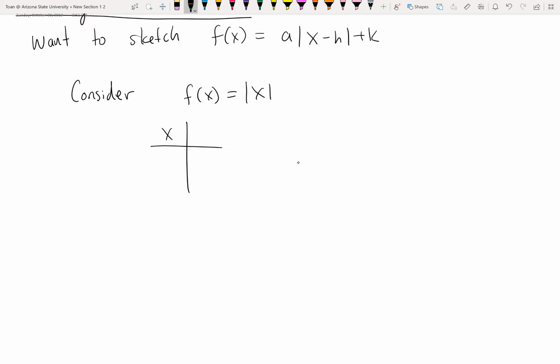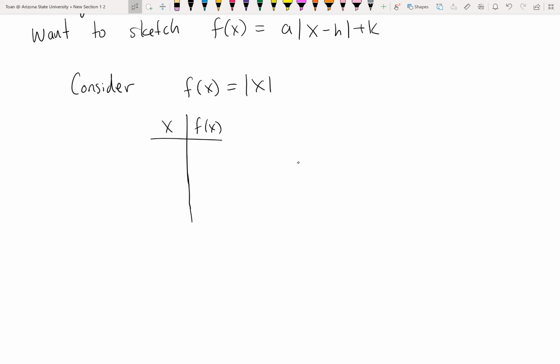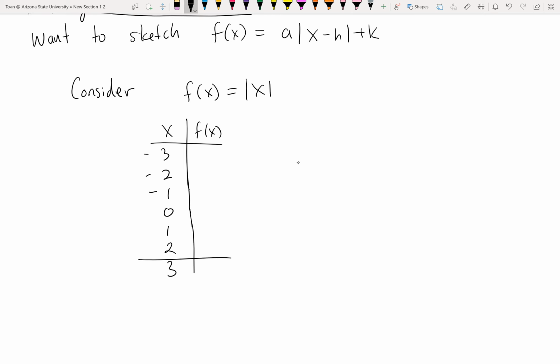Typically when I graph things, I always want to start with a table of values. Anytime I'm dealing with a new function, I don't know what it looks like, just start with a quick xy table. Now, you can pick any x values you want. My go-to standard is -3, -2, -1, 0, 1, 2, and 3. I find that it gives me enough points to generate a good picture, and it's around the origin, so it's pretty simple.